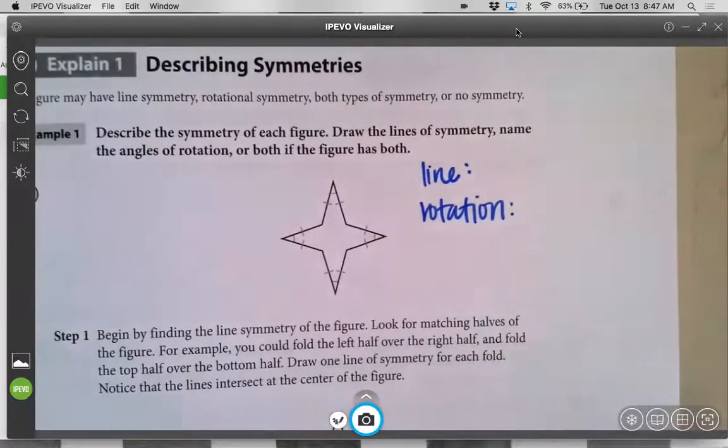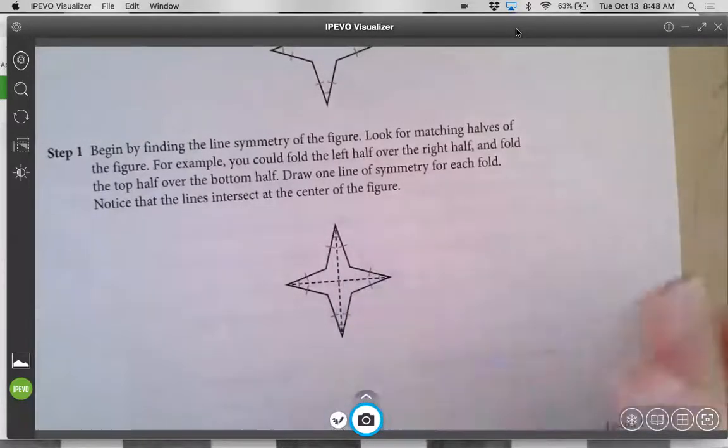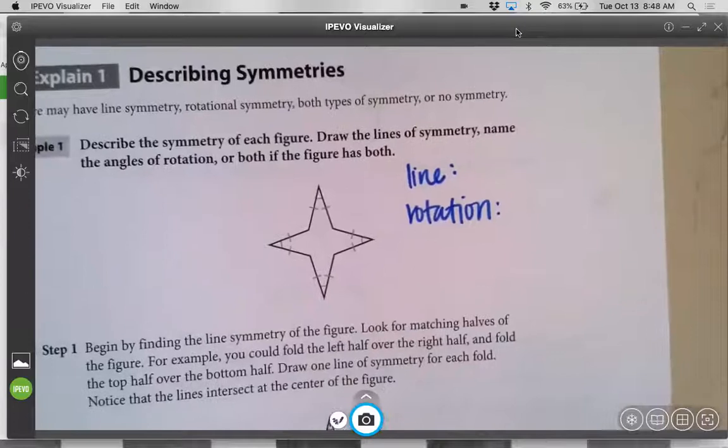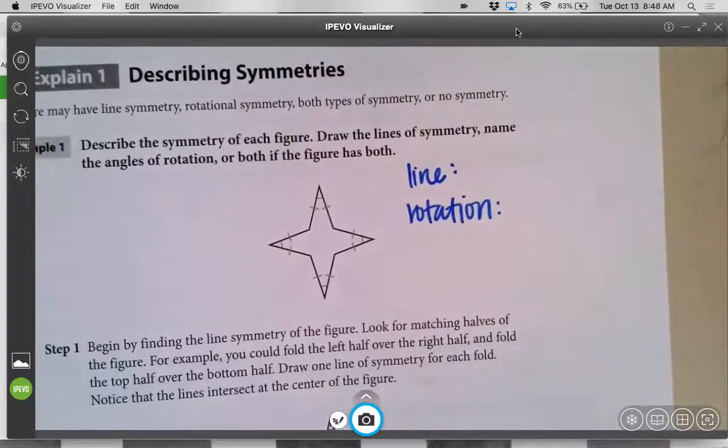First, draw the lines. And I will tell you that there's more than just these 2. There's some other ones as well. See how many lines of symmetry you can draw through that little 4-pointed star.